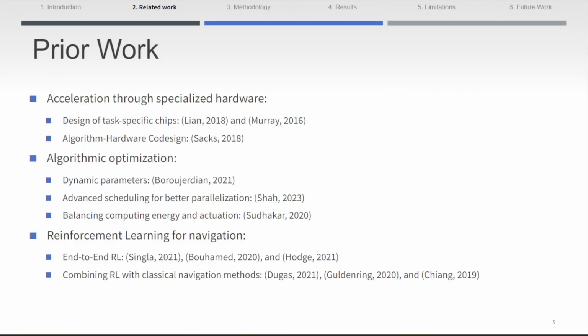A lot of work has been done on accelerating navigation methods by designing specialized hardware such as task-specific chips or proposing algorithmic optimization, achieving great speedups. However, they are limited to specific robots or designed with fixed dynamics in mind. One common assumption of these methods is that they process all the sensory data regardless of the situation.